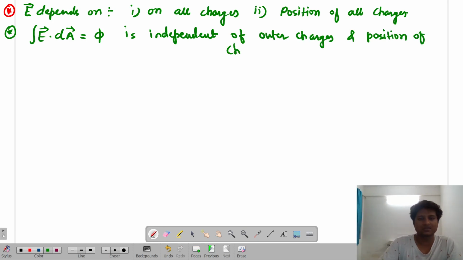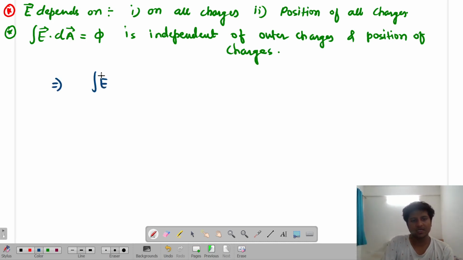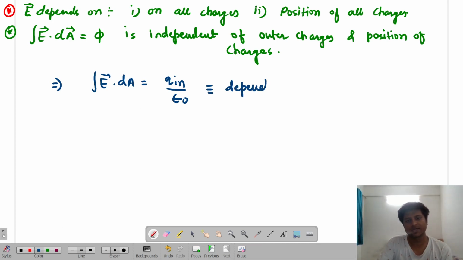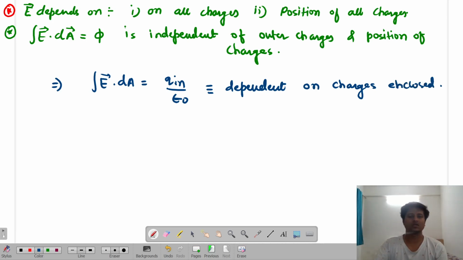So that means although my E depends on this and E dot dA is independent of this, one thing is very, very common, that remember that integral E dot dA, which is equal to Q enclosed by epsilon naught, is dependent on charges enclosed inside the Gaussian surface. Yeah, is that clear?